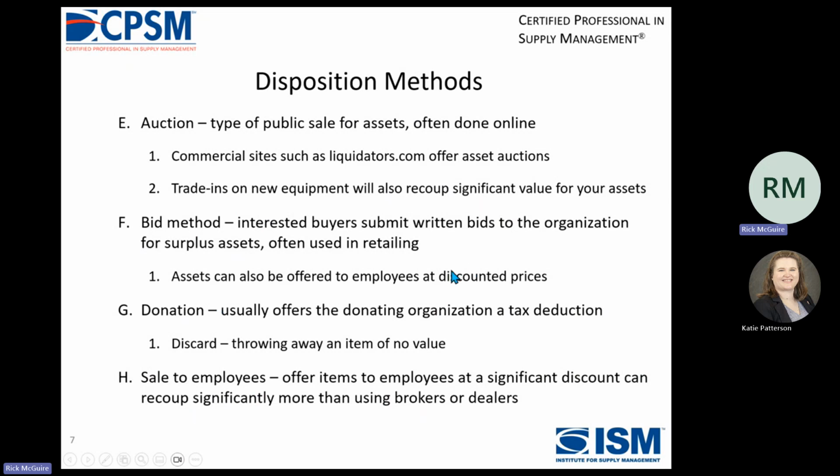Bid method. Interested buyers submit written bids to the organization for surplus assets, and assets can be offered to employees at discount prices. And then finally, there's donations. You can get a tax deduction if it's something that a nonprofit could use. And then there's always throwing it away. Round file. Sales to employees, offer items to employees at significant discount, can recoup significantly more than using brokers or dealers. You might get 30 or 40 cents on the dollar as opposed to 2 to 10 cents.